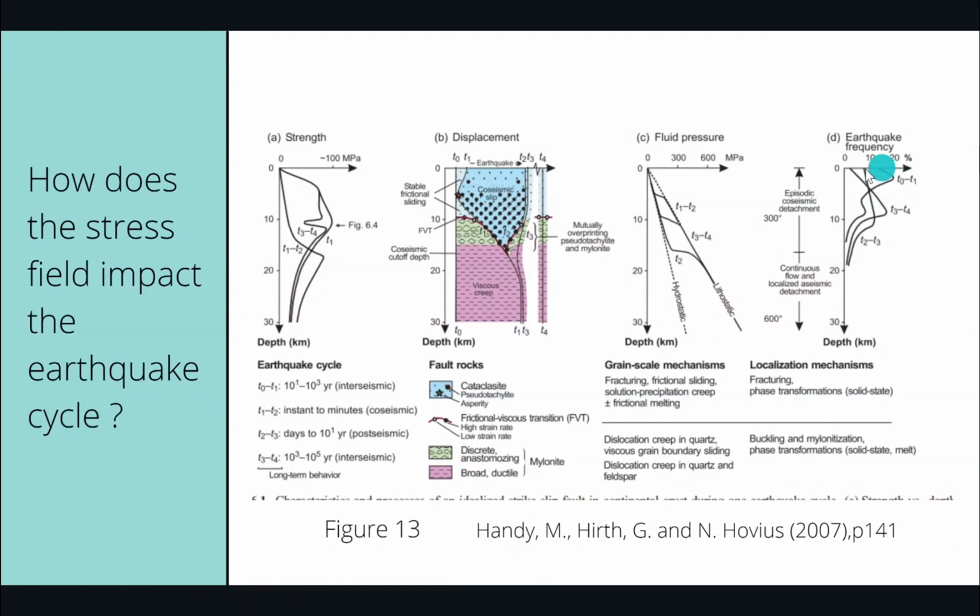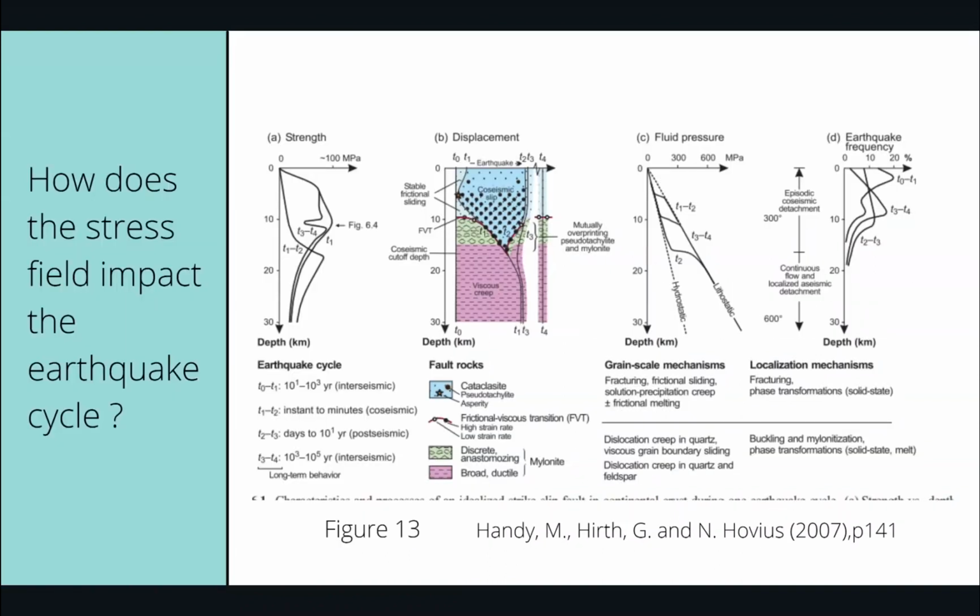So here we see one earthquake cycle from T1 to T2 and T3, and we see how it changes the deformation type in the frictional viscous transition zone and the strength of the rock here.